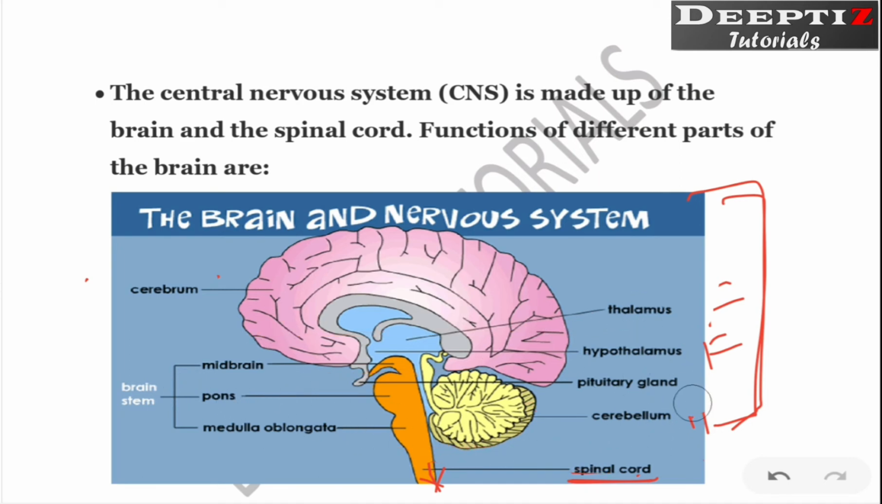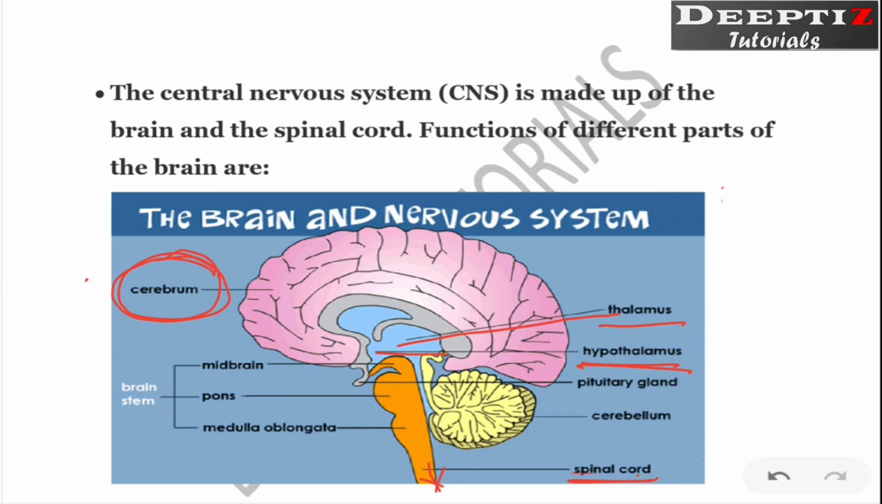What do we call these? Forebrain, midbrain and hindbrain. The forebrain consists of cerebrum, then the thalamus, and below the thalamus we call it the hypothalamus. The largest part of the brain is the cerebrum. Even if you check previous year question papers, the most important topics discussed are the cerebrum, the cerebellum and the medulla oblongata.